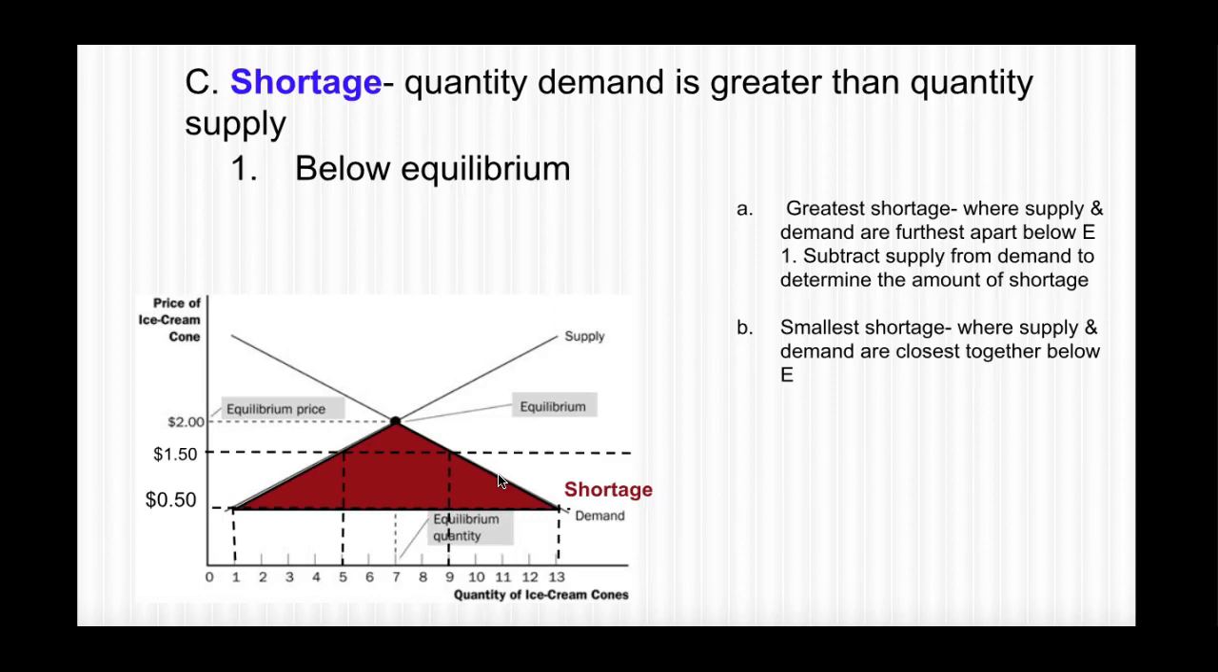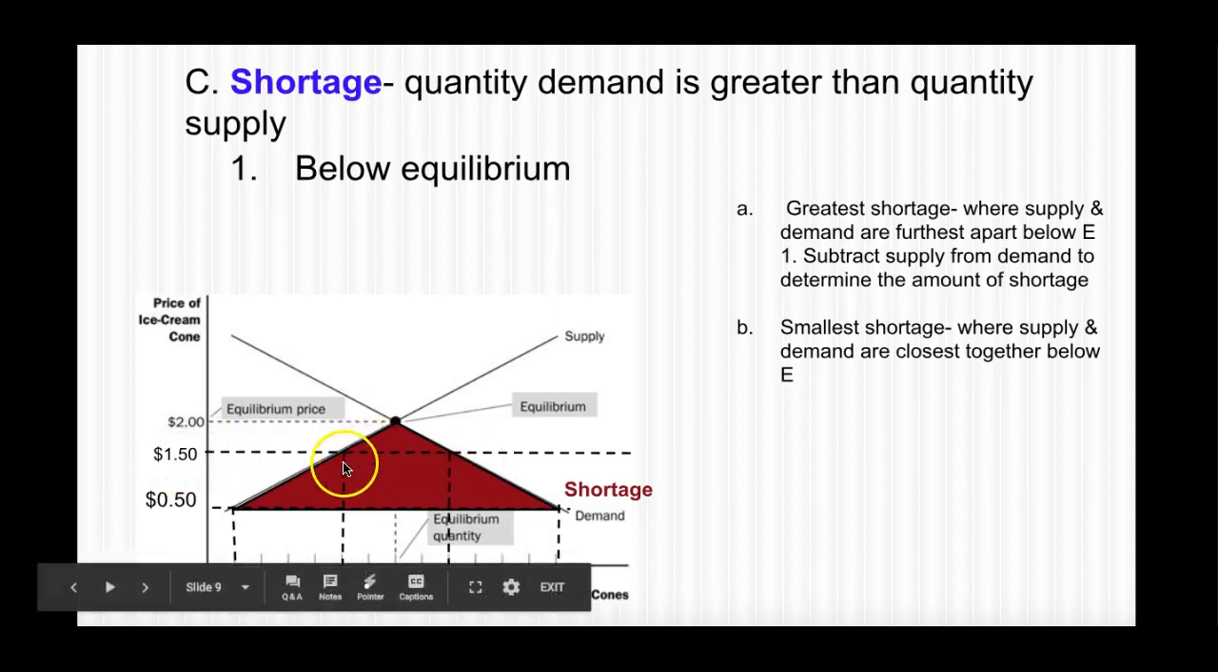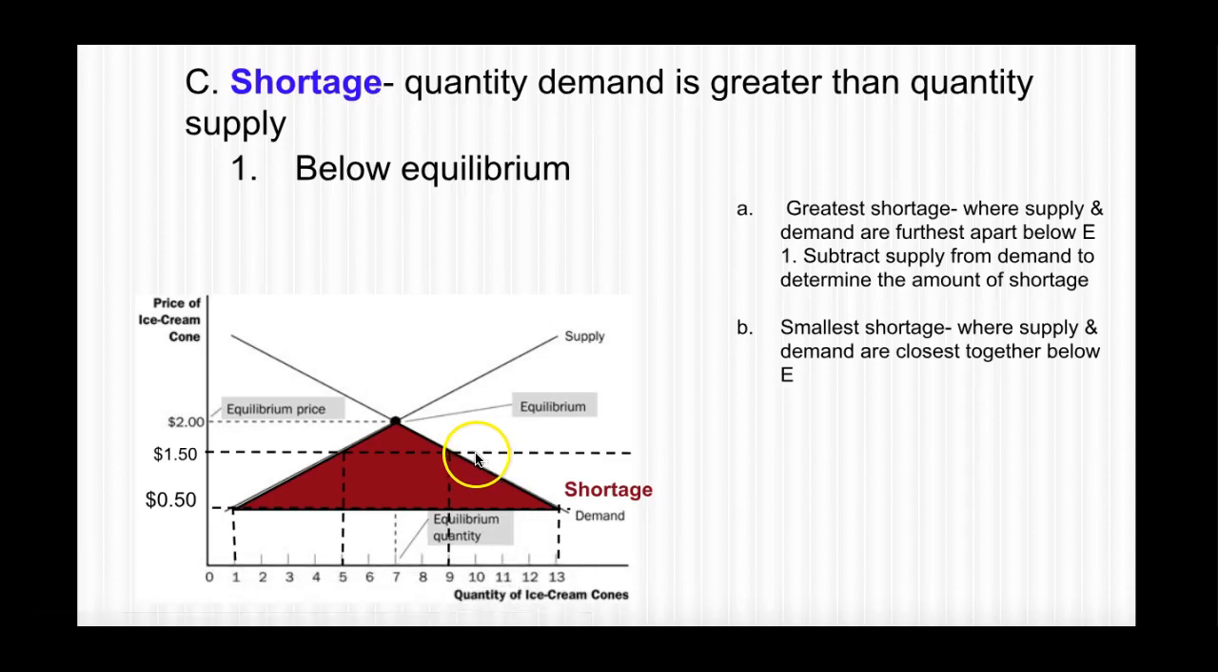But you can't figure out how much of a shortage there is at $1.99, so I'm going to tell you to always use the points that are plotted that are closest to equilibrium. So in this case, I have $1.50, which is the point that I actually have figured out here. So at $1.50, that's going to be my smallest shortage.